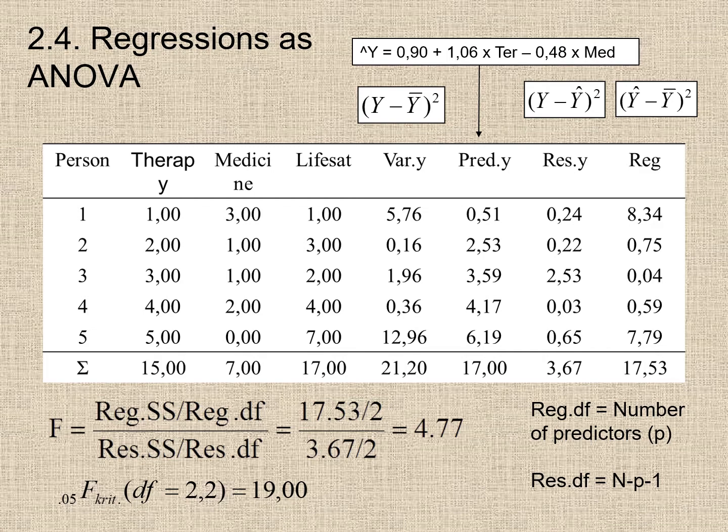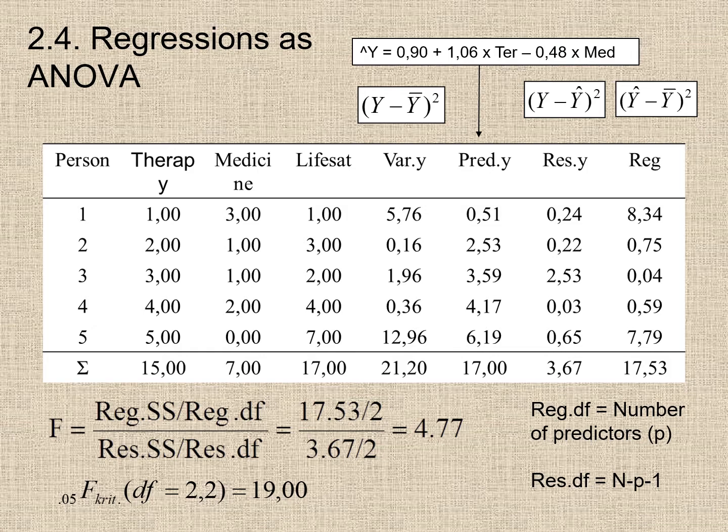Regression sum of squares. In each line, we take the predicted life satisfaction minus the mean, which is 3.4, square that difference, and take the sum here. 17.53. Residual sum of squares, we take the difference between predicted and observed values. So the difference between those and those values, square them, and the sum here. 3.7.